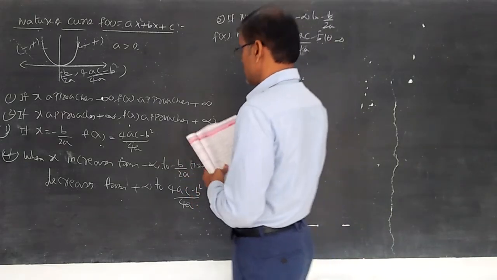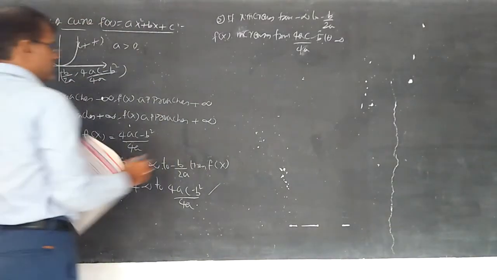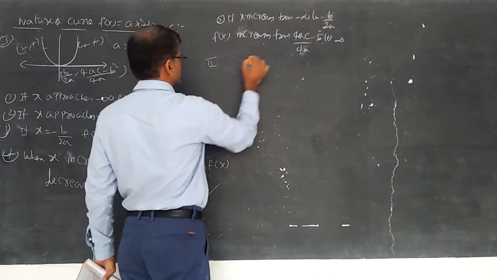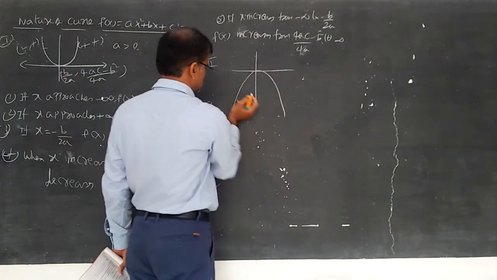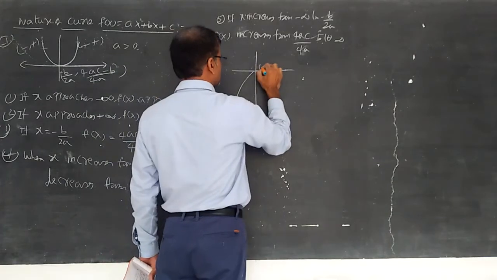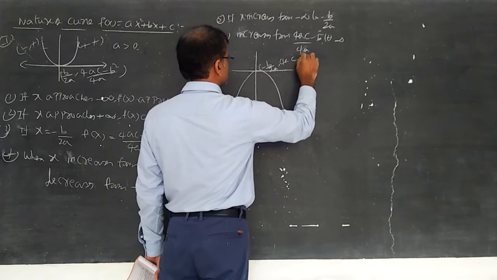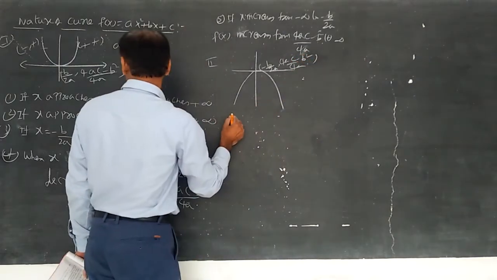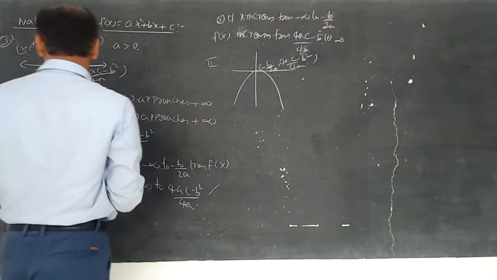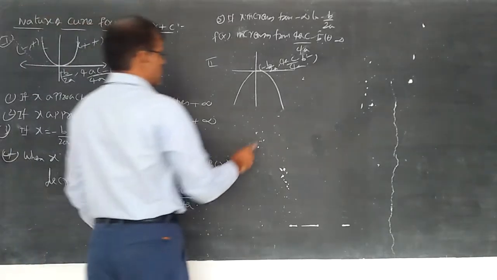In the similar way, this is Roman number 1, students. Depends upon the Roman number 2 graph, try to understand like this, draw like this. Here you can put minus b by 2a comma (4ac minus b square) by 4a. This is an upward parabola. Here we can write a greater than 0. Yes, I have written the concept a greater than 0.